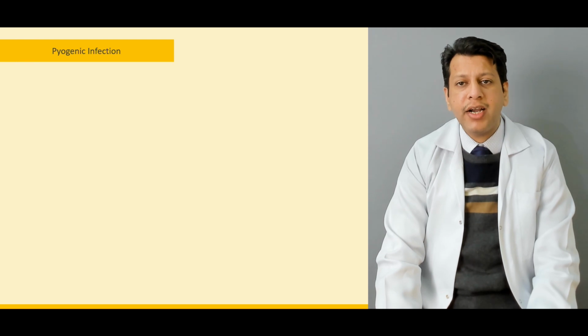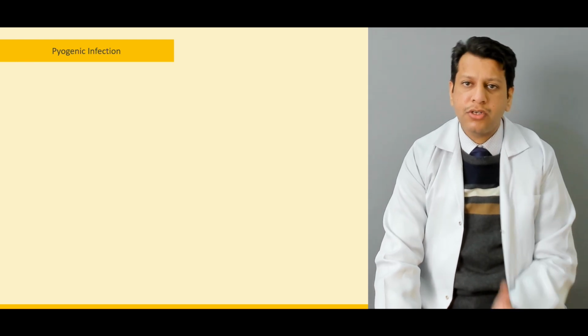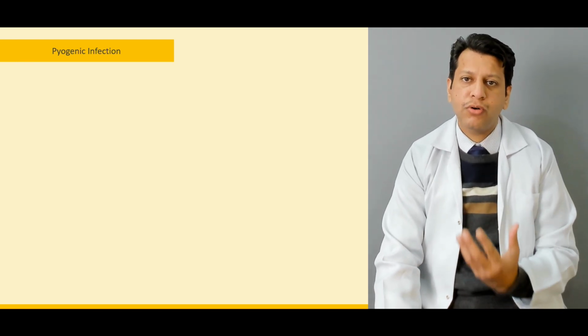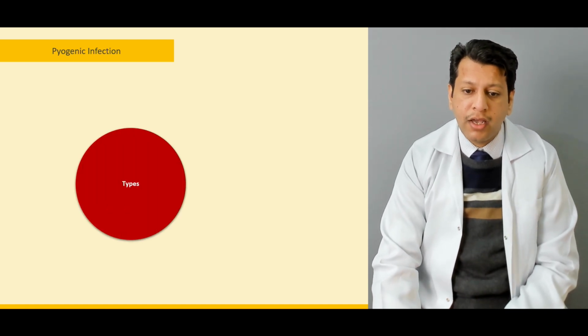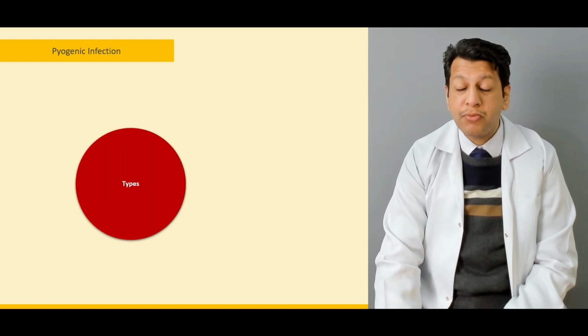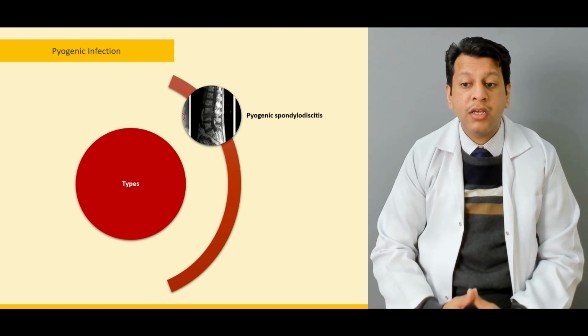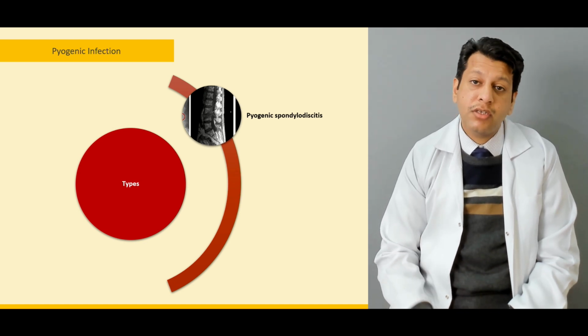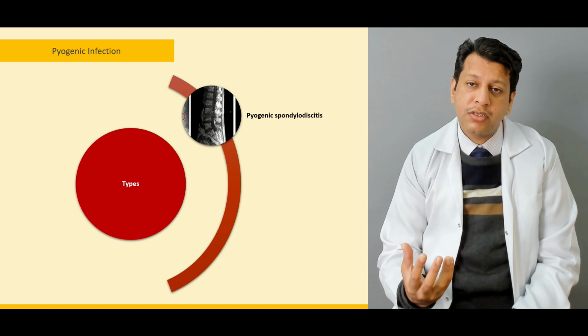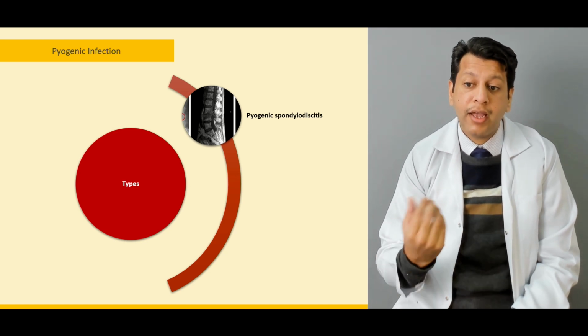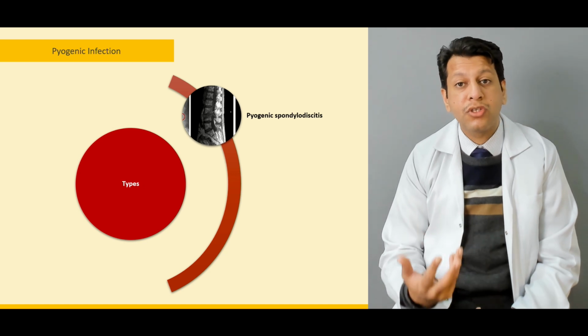Now, once we have identified whether it's pyogenic or non-pyogenic, how do they actually present? If it's pyogenic, there are different types of pyogenic infection as well. This could be spondylodiscitis, in which there's a degeneration of the vertebral column, as spondylosis is, and discitis means inflammation of the disc space as well.